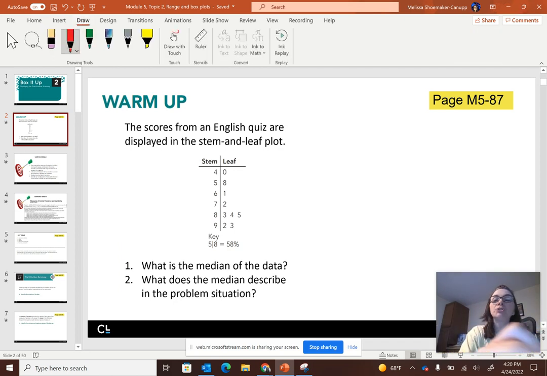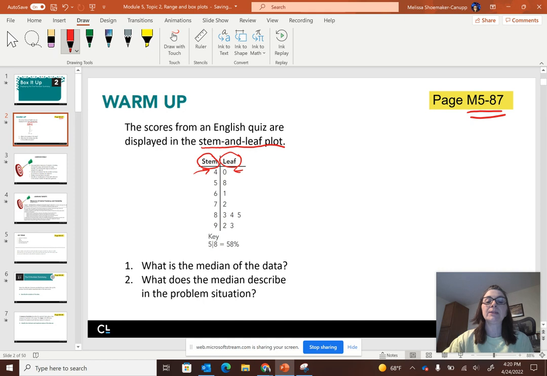We are on page M587. Now, I'm going to explain more about this, but what I want you to see is this is called a stem and leaf plot. We can see that we have the stem here and the leaf over here. So really, this is like the tens and these are the ones. So I could honestly write these numbers in order like this: 40, then I see a 58, a 61, a 72. So I'm just combining those numbers, tens and ones. Now, when I get to the eights, this means I have 83, I have 84, and I have 85.